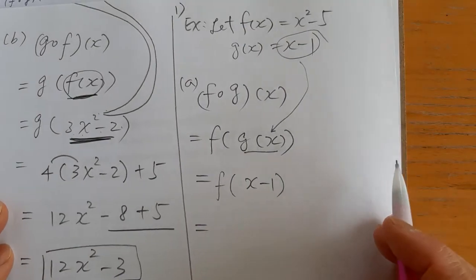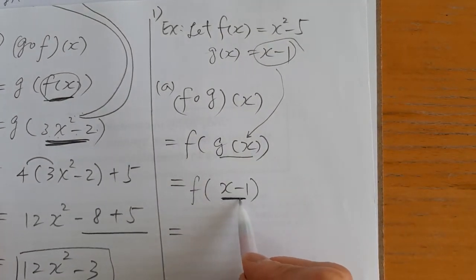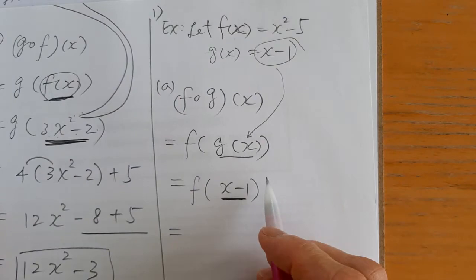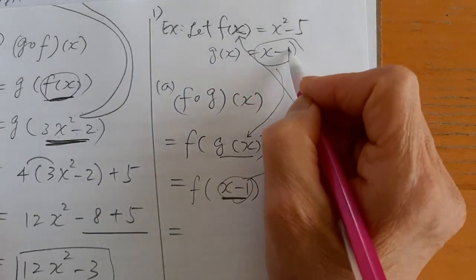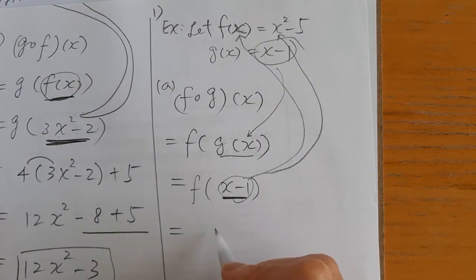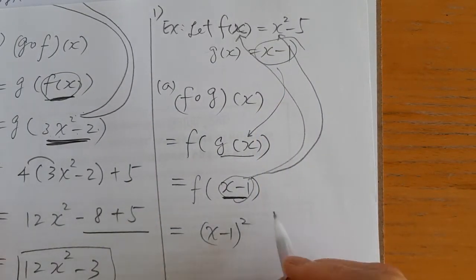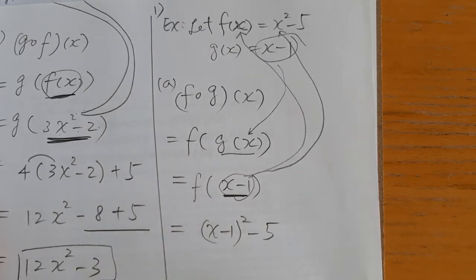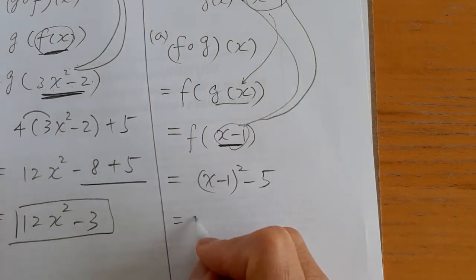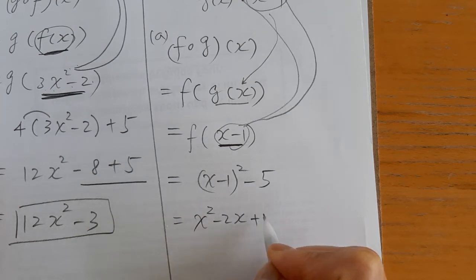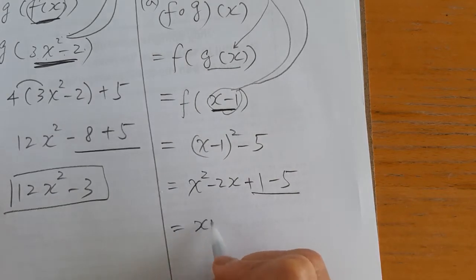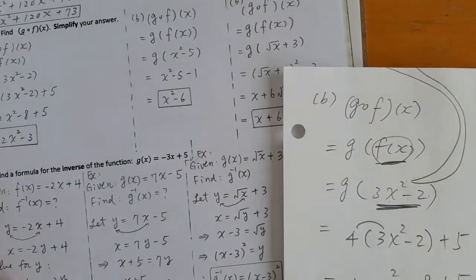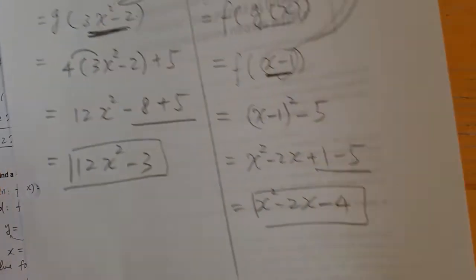And you have to substitute this function in the f function. This x minus 1 is put in this x. So we get (x minus 1) squared minus 5. And square it: x squared minus 2x plus 1, then minus 5. Combine like terms. So you got x squared minus 2x minus 4. That's the answer.